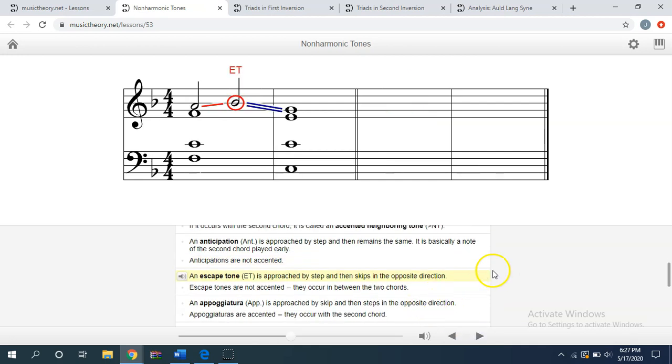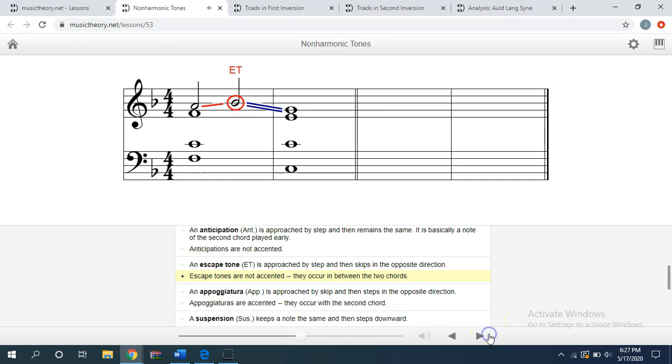An escape tone is approached by step and then skips in the opposite direction. So it goes up a step or down a step, and then up or down a skip. Let's hear what that sounds like. Escape tones are not accented. They always occur between the two chords, just like anticipations.